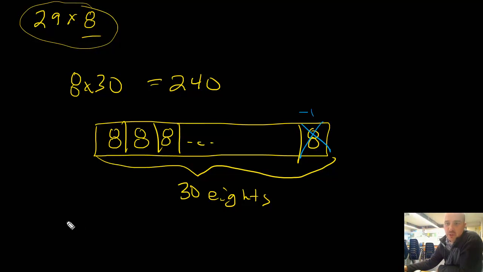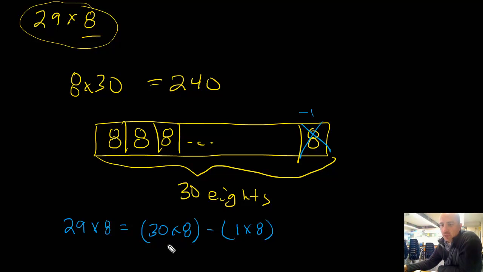If I have 29 eighths, that is equal to 30 eighths minus 1 eighth. And my 30 eighths was 240. If I subtract 1 eighth from that, I'm going to put my 8 there, excuse me, I'm going to get 232 as my solution. All right, so from here on out, it's just practicing getting that down.